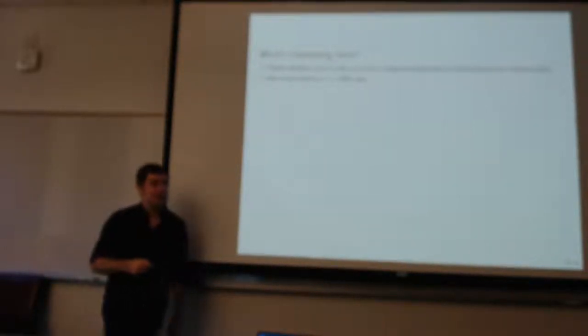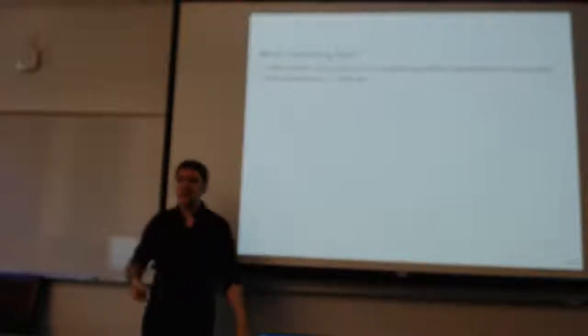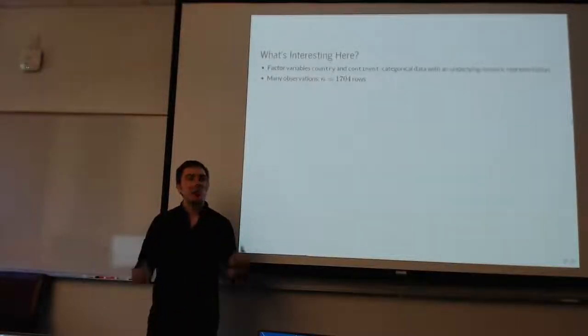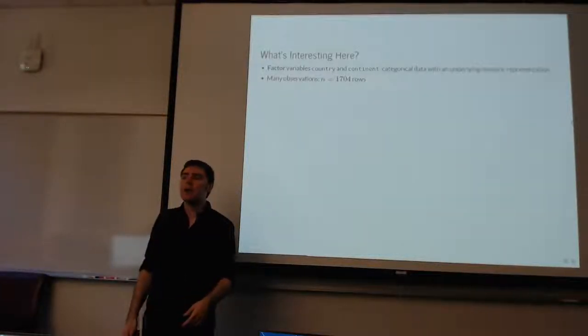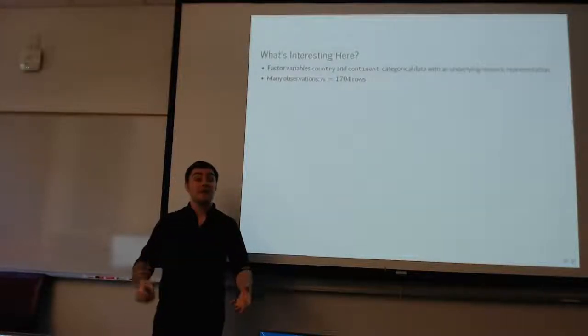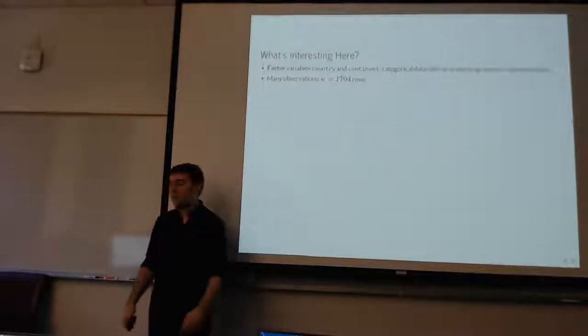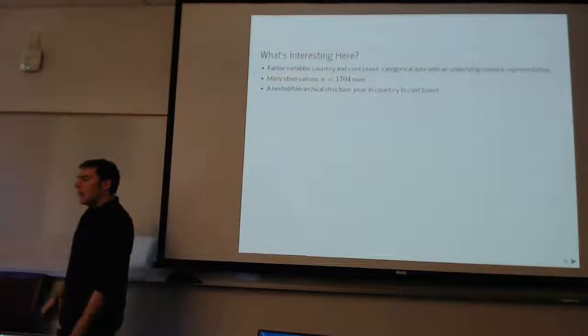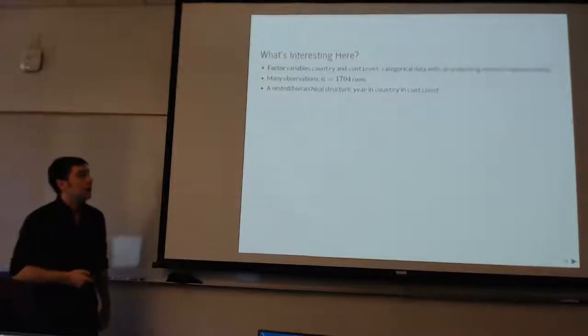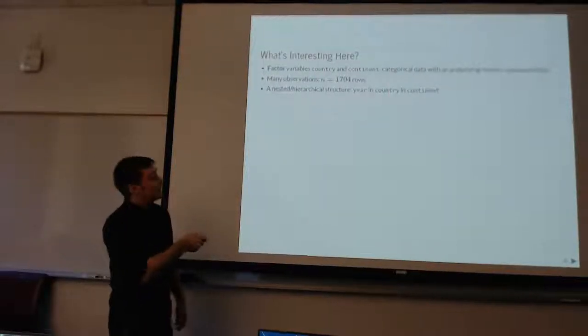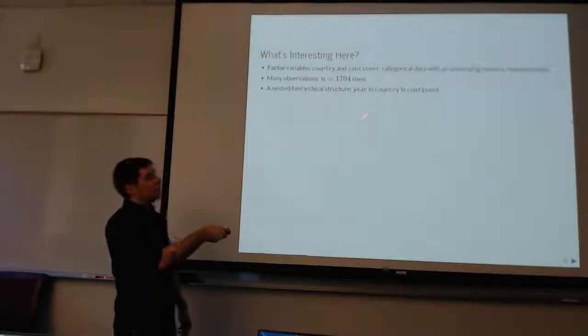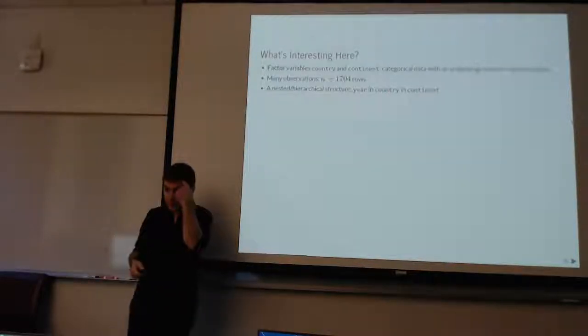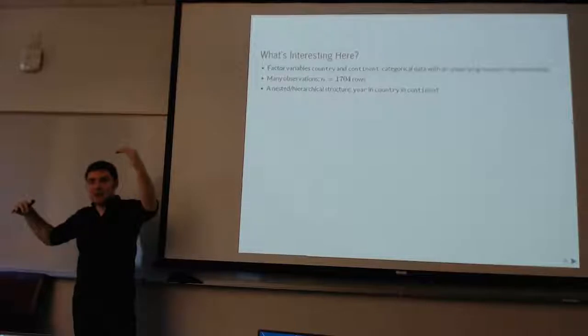The next thing: there's a lot of observations. There's 1,704 rows in this data frame. It's not a huge data set, but it's enough that you can't look at the whole thing at the same time, so we're going to need to do stuff with it to make sense of it. We can't just glance at the whole thing at once. Next, it has a nested or hierarchical structure. There are years for each country and multiple countries represented in each continent. Right? So there's tiers to the data.